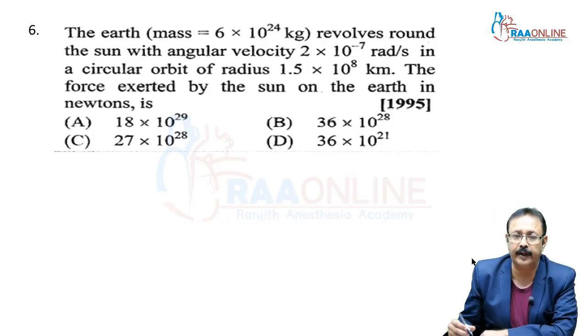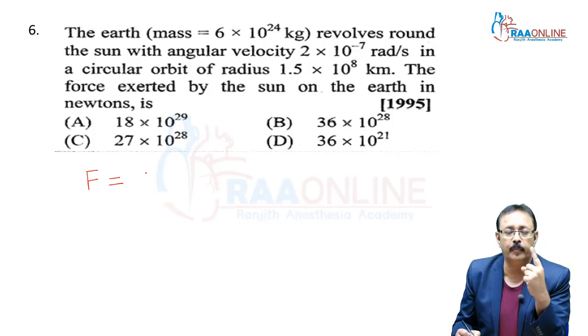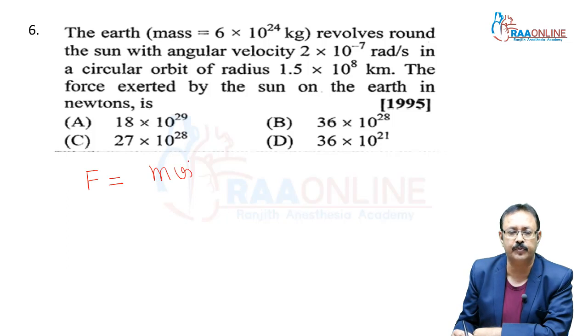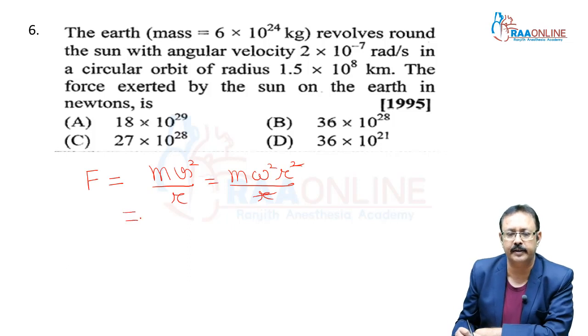So I will calculate what force the sun is exerting on the earth by calculating what force the earth is using for orbiting around the sun, that is centripetal force mv square by r. What is v? v is omega into r, so v square is omega square r square. So all things are given now, so we can write this.